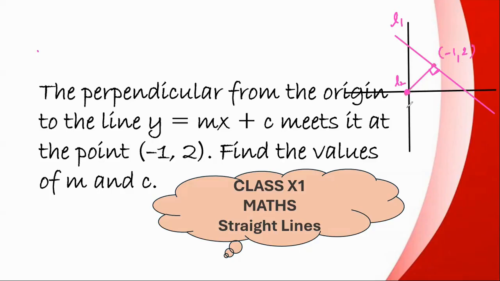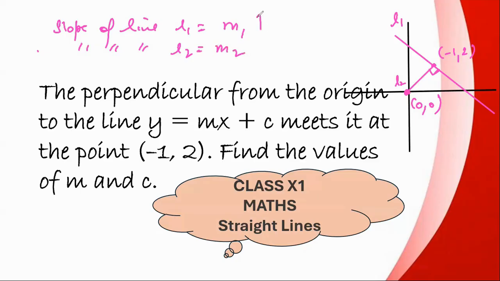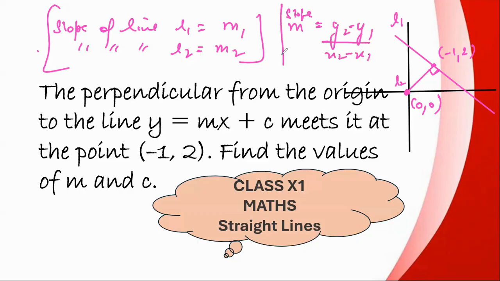We know that this is the origin, and the origin has the coordinates (0, 0). So for line L2, we can directly find out the slope. Let the slope of line L1 be represented by m1, and the slope of line L2 by m2. When we are talking about the slope of the perpendicular L2, we have the direct formula to find the slope. The formula is (y2 - y1) over (x2 - x1).